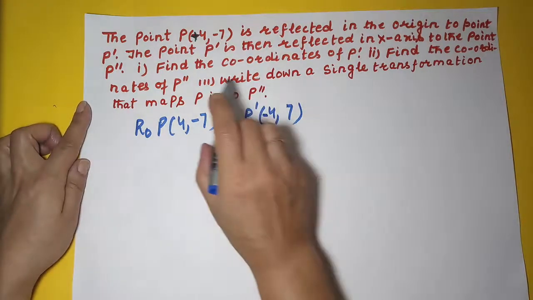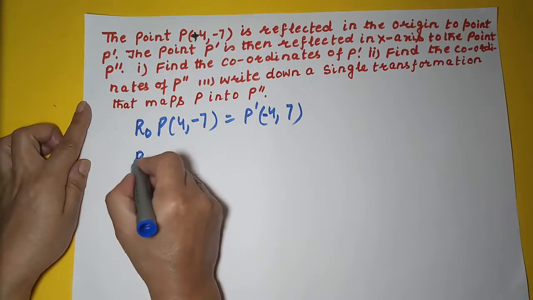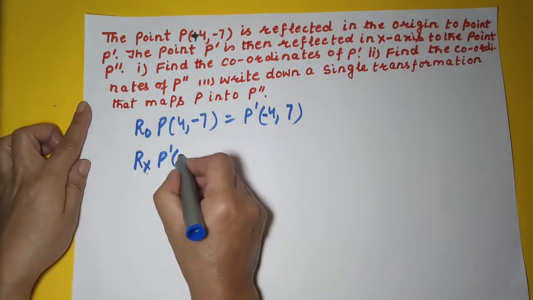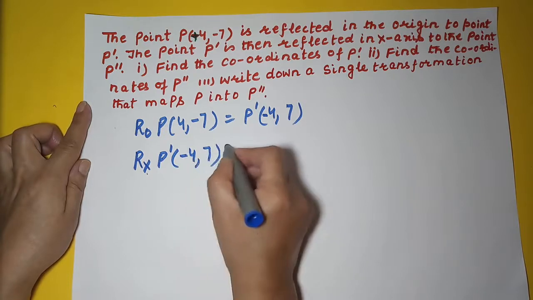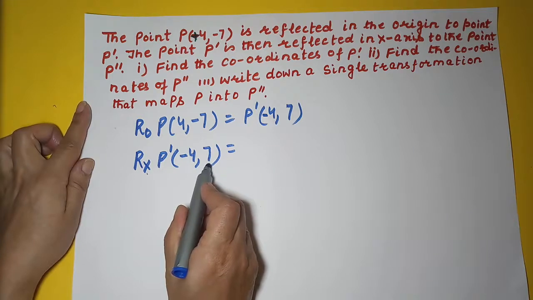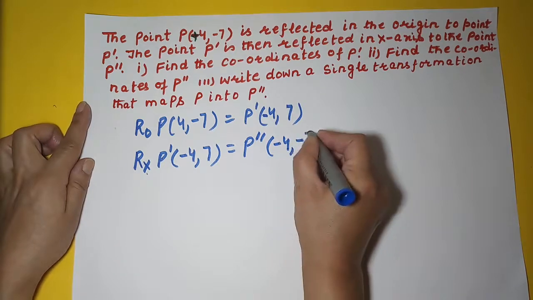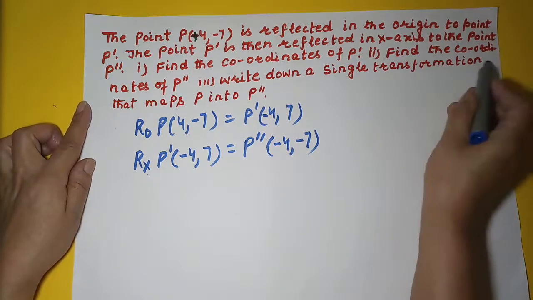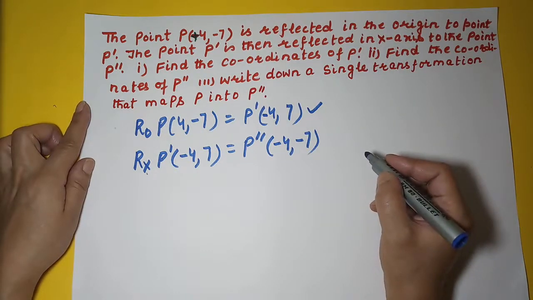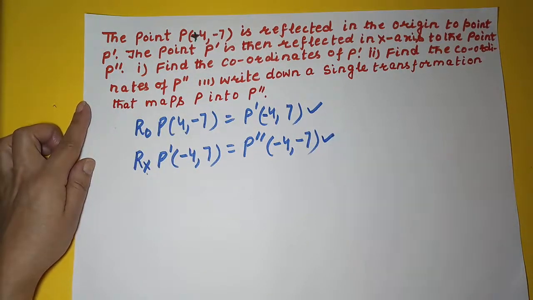Now, he says the point P dash is then reflected in the x-axis. Okay. Now, I am reflecting this P dash in the x-axis. So this is (-4, 7). So when I reflect anything through the x-axis, what will happen? The sign of the y coordinate changes. So it will become P double dash (-4, -7). Right? Okay. Find the coordinates of P dash. I have found (-4, 7). Find the coordinates of P double dash, (-4, -7).